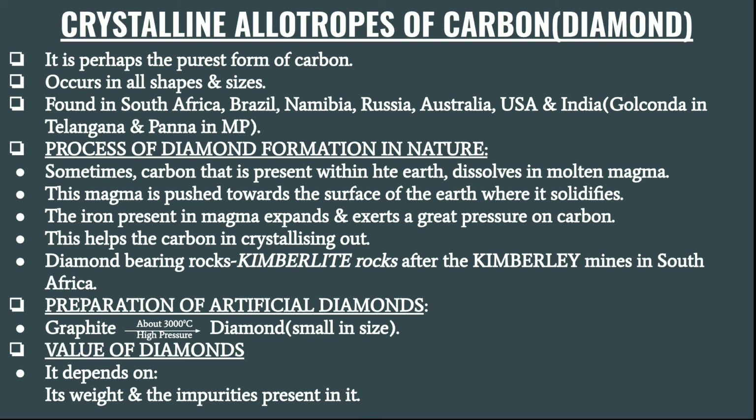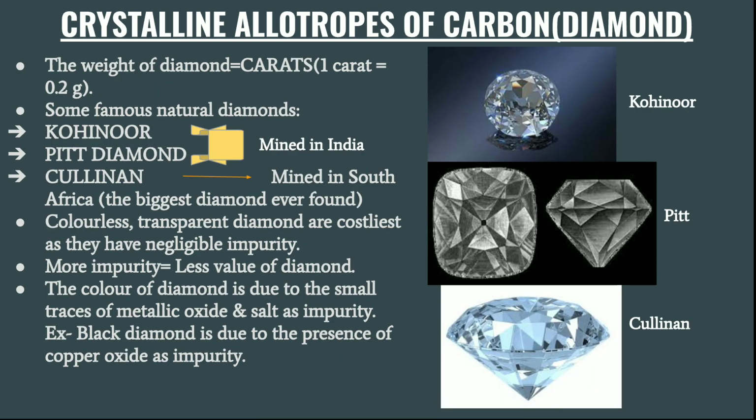The value of a diamond depends on its weight and the impurities present in it. The weight of a diamond is calculated in carats. One carat is equal to 0.2 grams. Some famous natural diamonds are the Kohinoor and Pitt diamond, which were mined in India, and the Cullinan diamond, mined in South Africa. The biggest diamond ever found is the Cullinan diamond.